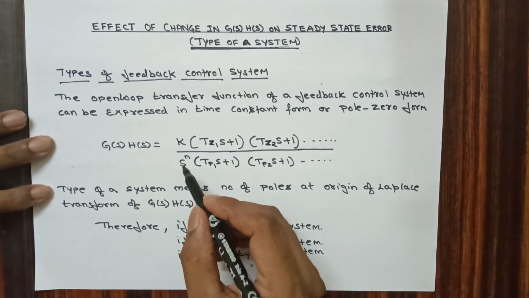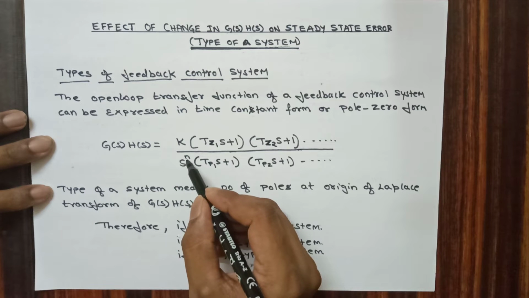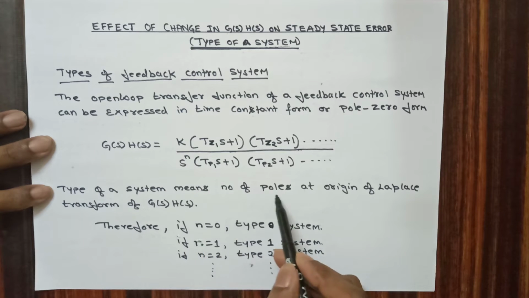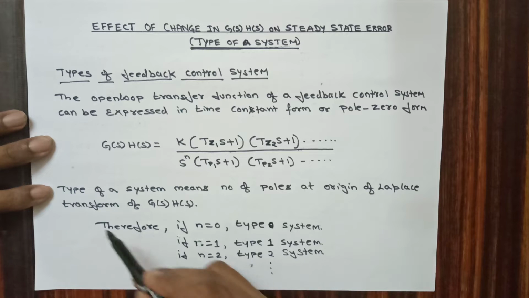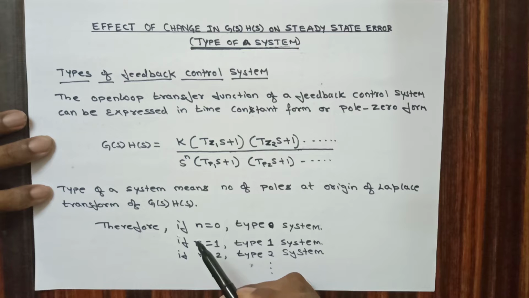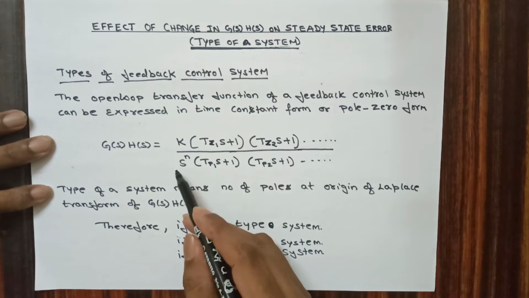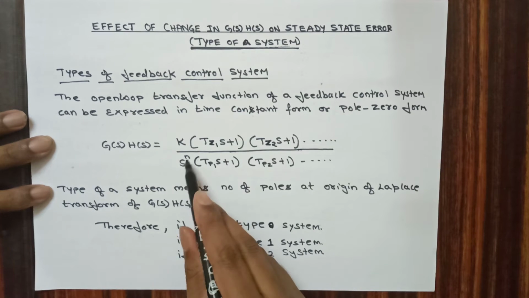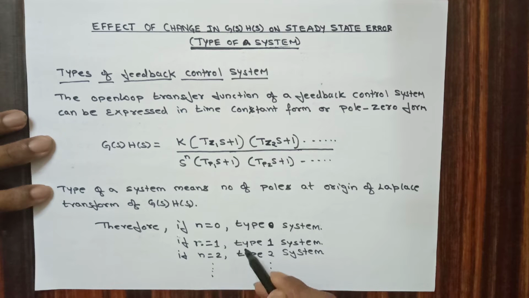You can see that the s to the power n value here determines the type of the system. That means type of a system means the number of poles at origin of the Laplace transform of the open loop transfer function G(s)H(s). If n is equal to 0, it is a type 0 system; n is equal to 1, type 1 system; if n is equal to 2, type 2 system.